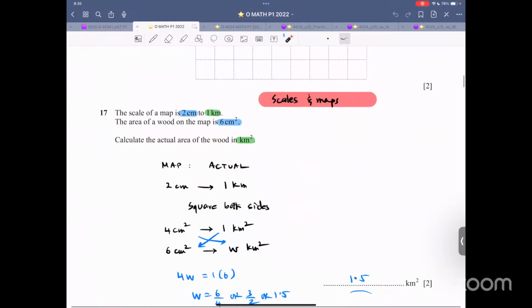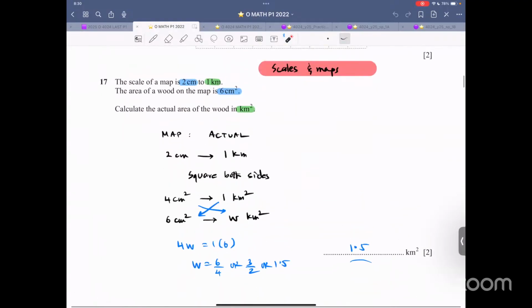Scales and maps. I talked about vectors a lot in one of the classes earlier also. There are a lot of videos on vectors. You can check it out. So now over here, what do we have? The scale of a map is 2 centimeters to 1 kilometer. The area of wood on the map is 6 centimeters square. Calculate the actual area of the wood in kilometers square.